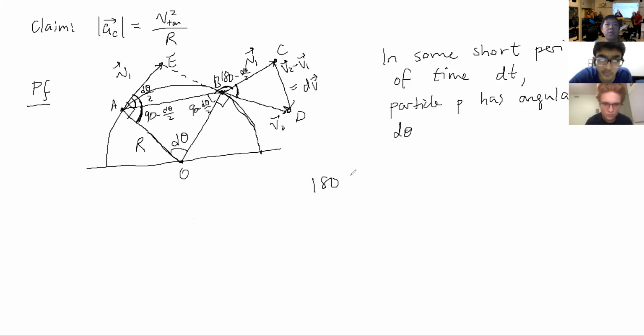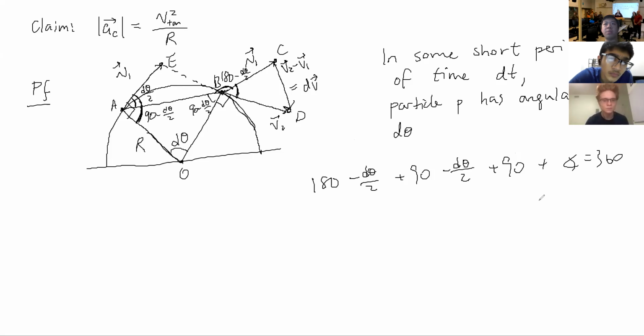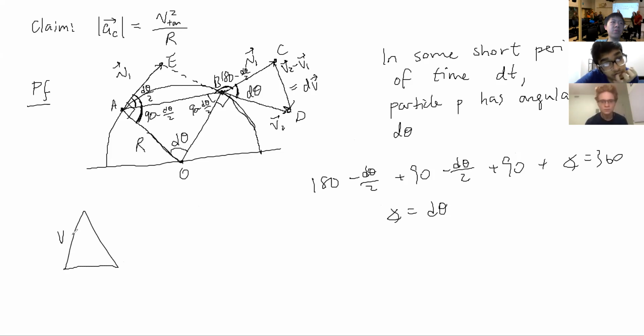So 180 minus d theta over 2, plus 90 minus d theta over 2, plus 90, plus our mystery angle is equal to 360. And 180 plus 90 plus 90 is just 360, so the angle is equal to d theta. Now we get similar triangles, because the triangle formed by the two radii and the angle and the triangle formed by V1 and V2 are similar. This is the magnitude of V, and this is dV.